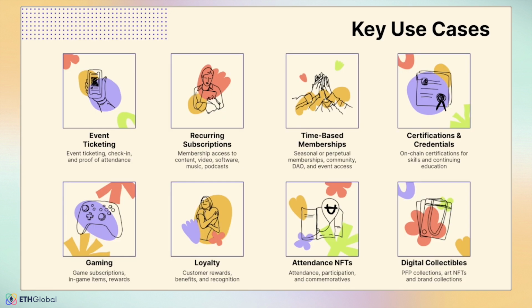Unlock can also be used for attendance NFTs, the proof of completion, the fact that you went somewhere, or as a way to commemorate something on chain. And finally, you can also use the unlock contract for digital collectibles, like PFP collections that we've seen before, or even any kind of other NFTs, regular collectible NFTs.